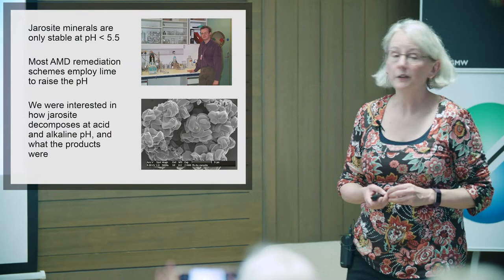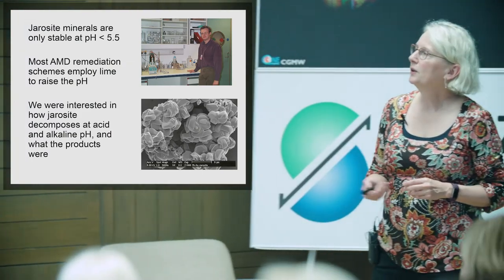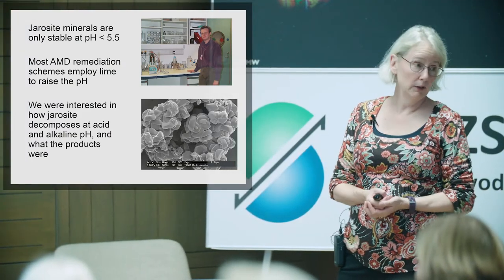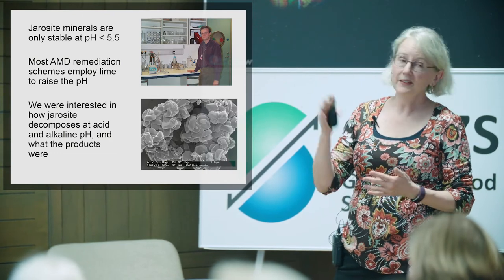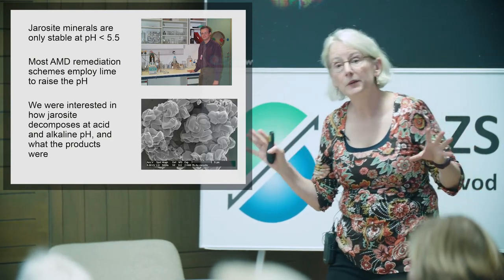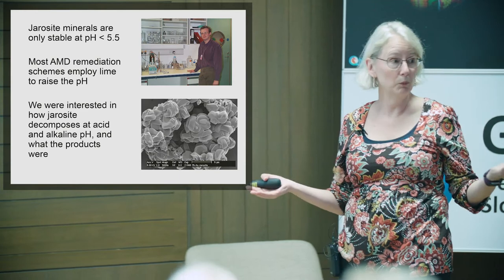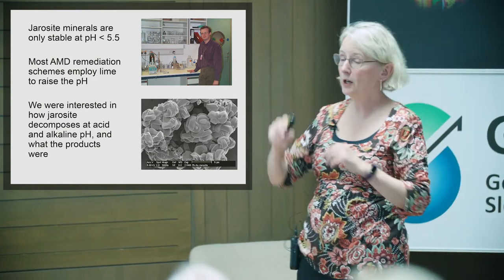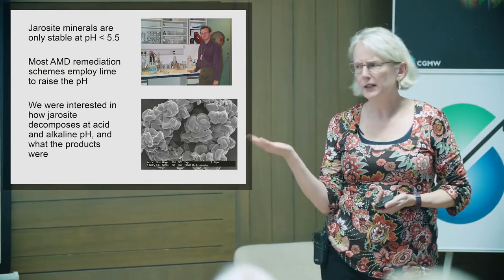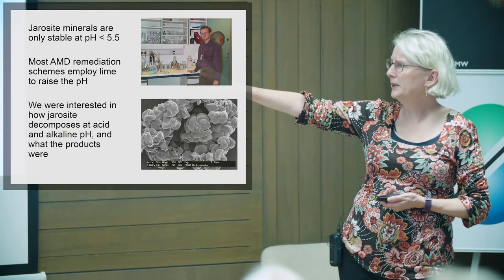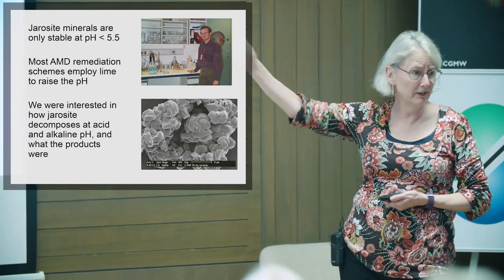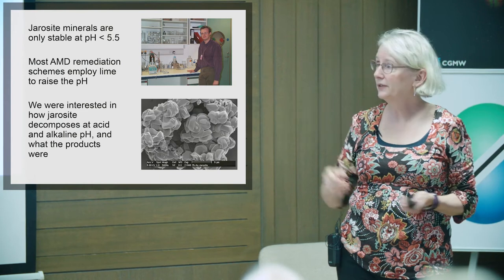And then Adrian worked on jarosites. So jarosite, we know, is stable at low pH. But most systems for remediation, and at the time, they were thinking about remediating the Rio Tinto. So you use lime. And we thought, well, there's a lot of jarosite in the Rio Tinto. If you remediate, what's going to happen to it? It's all going to dissolve. What's going to happen to the contaminants?